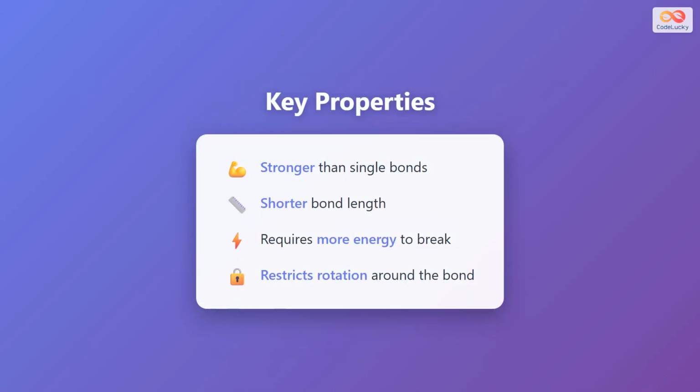Double bonds have several important characteristics. First, they are stronger than single bonds because there are more electrons holding the atoms together. Second, double bonds are shorter in length compared to single bonds. Third, it takes more energy to break a double bond than a single bond. Finally, double bonds restrict rotation around the bond axis, meaning the atoms cannot freely spin around like they can with single bonds.